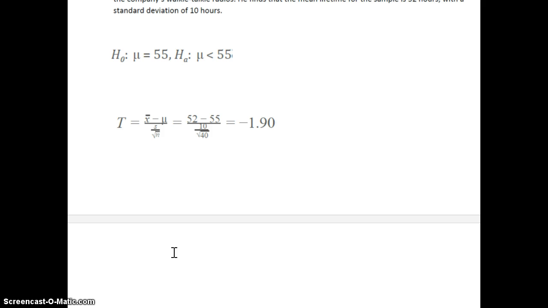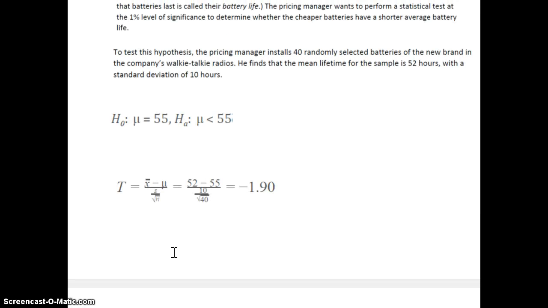How do we get our t-test statistic? Well, again, the formula is x bar minus mu divided by s over the square root of n. X bar comes from right here, a sample mean of 52. And what is the mean of the population, the mu? Remember, we always assume the null hypothesis is true. S is the sample standard deviation gotten from right here. And n, 40 batteries. So your t-value is negative 1.90.